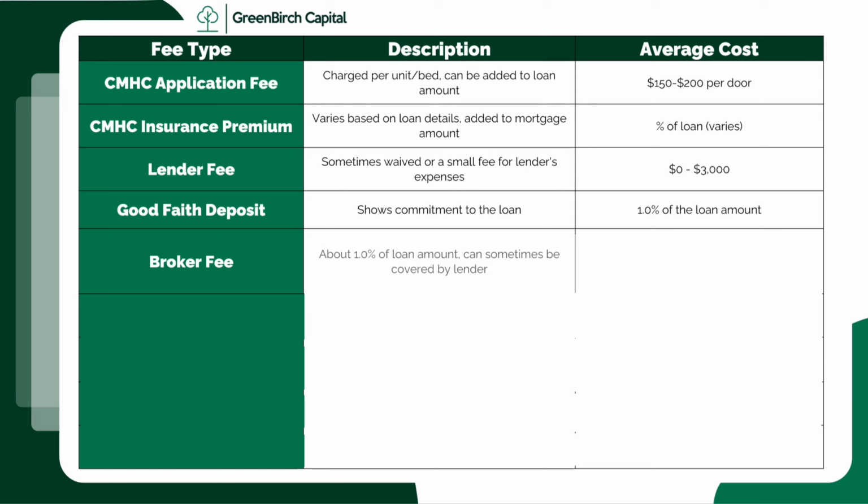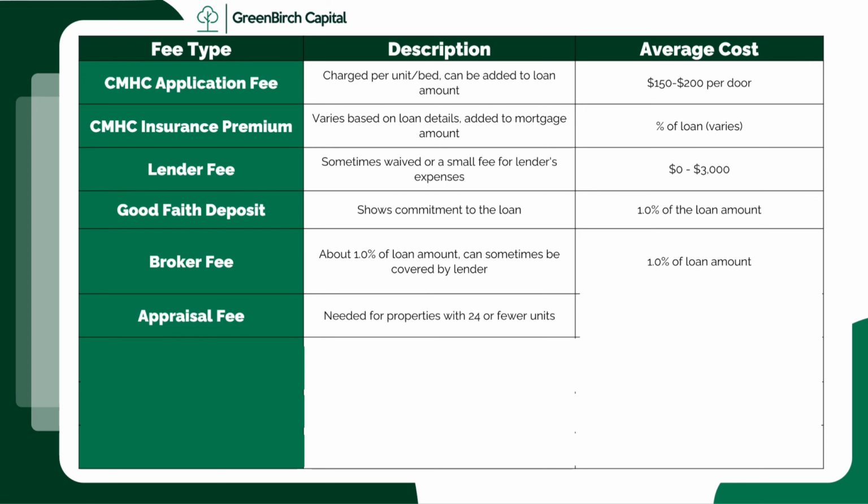Broker fees generally come in at around 1% of the loan amount, with a minimum fee of $25,000 for purchase or refinance transactions and $30,000 for construction loans. However, the lender may be able to cover all or a portion of this fee by increasing the interest rate. We can provide you with a calculation for this on your specific situation, and you can choose which option you would prefer.